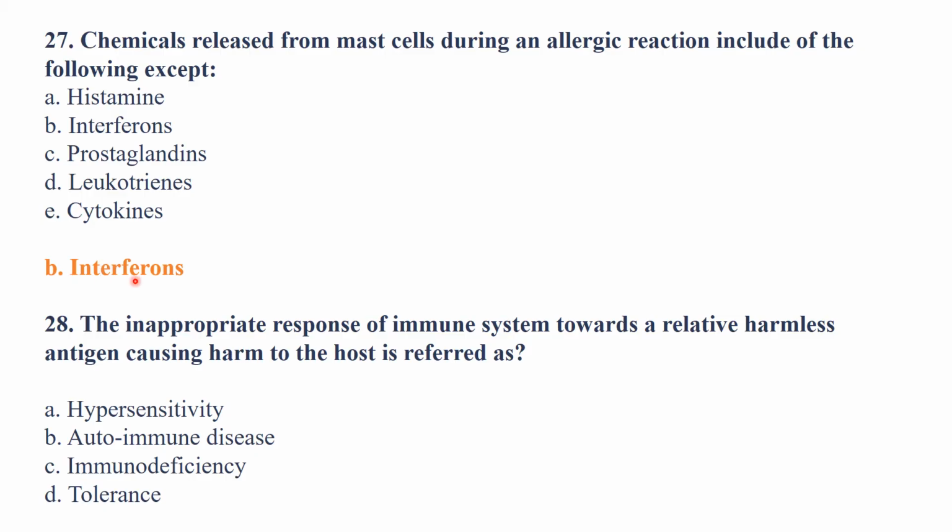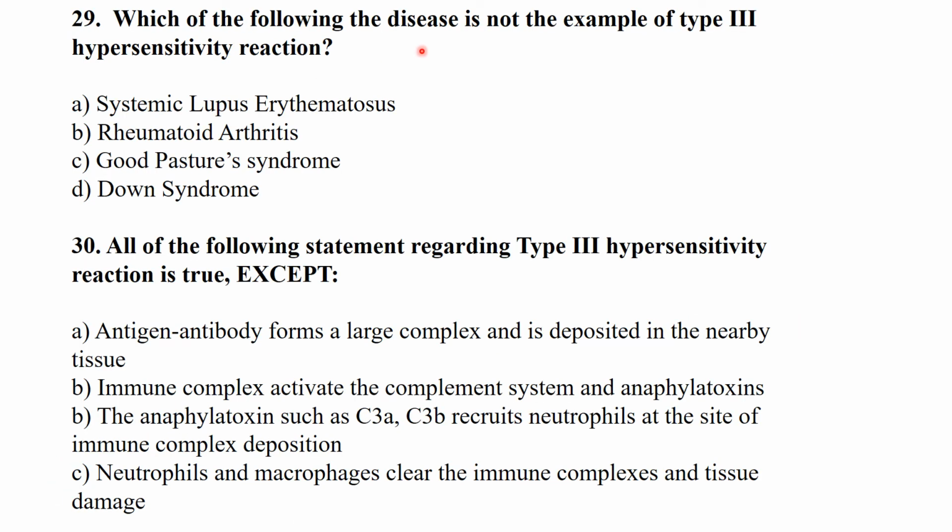Interferons are antiviral proteins. The inappropriate response of the immune system towards a relatively harmless antigen causing harm to the host is referred to as hypersensitivity. It is the definition of hypersensitivity. Which of the following diseases is not an example of a type 3 hypersensitivity reaction? So Down syndrome is not an example of type 3 hypersensitivity reaction among these.